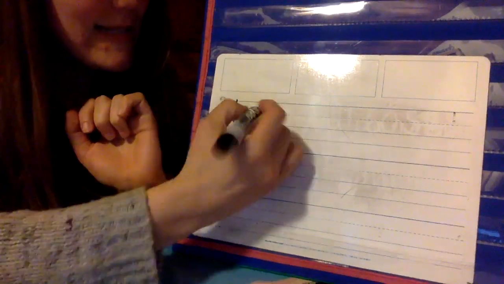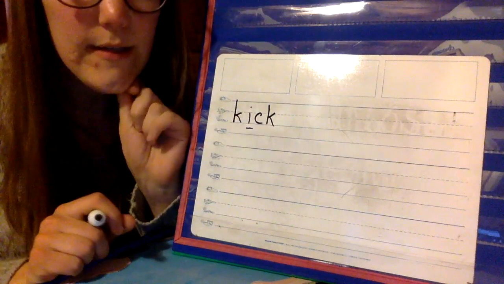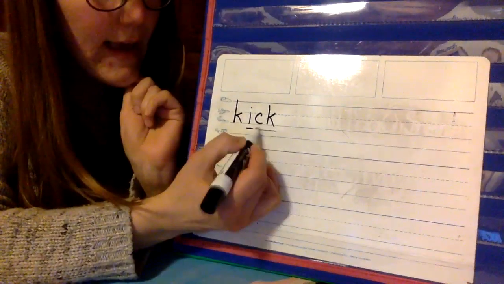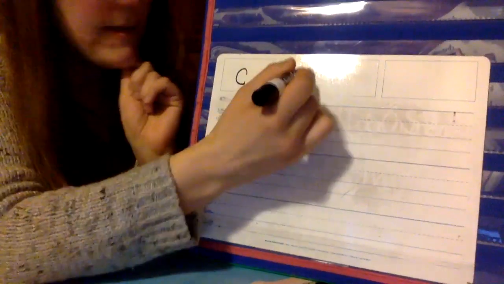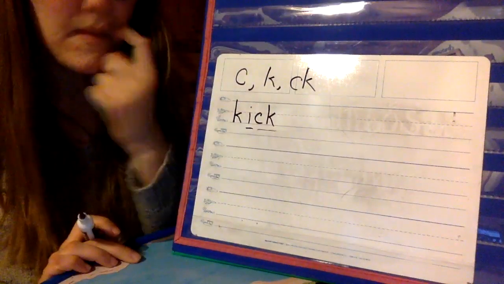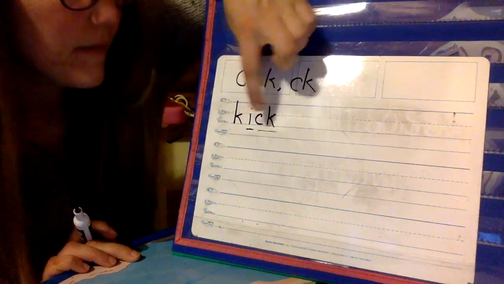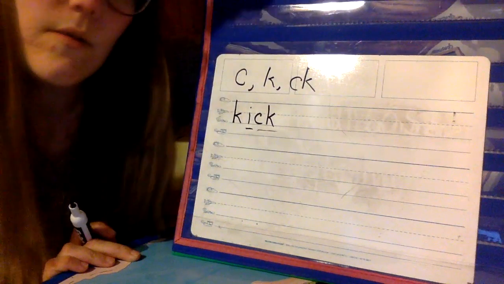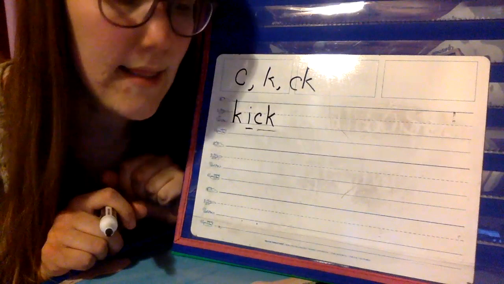Now, CK is usually the K sound that ends a word. If that K sound is after a short vowel, it is CK. So remember, K can be C, it can be K, or it can be CK. And after a short vowel like I, we put CK. It's usually CK that ends words.